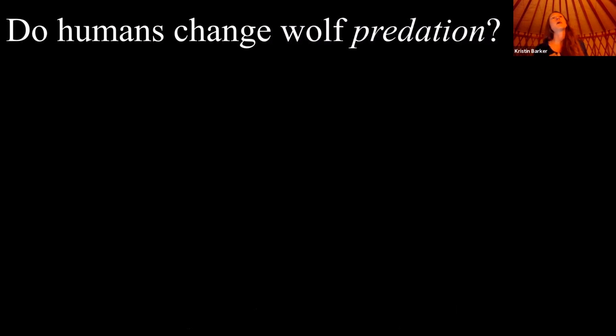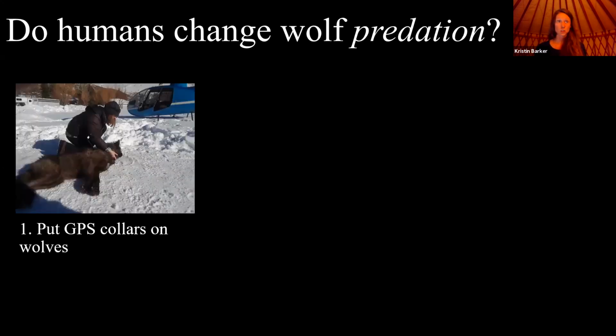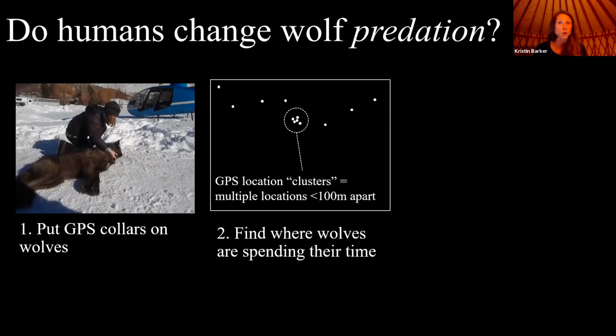We can't understand how humans change predatory behavior of wolves just by looking at GPS collars. So this is the field work that I'm currently working on, learning more about what wolves are killing and where they're killing it. You can do this in 3 easy steps. Number 1, you put collars on wolves. Step 2, you use those collars to figure out where wolves are spending their time, based on where you have locations clustering together.